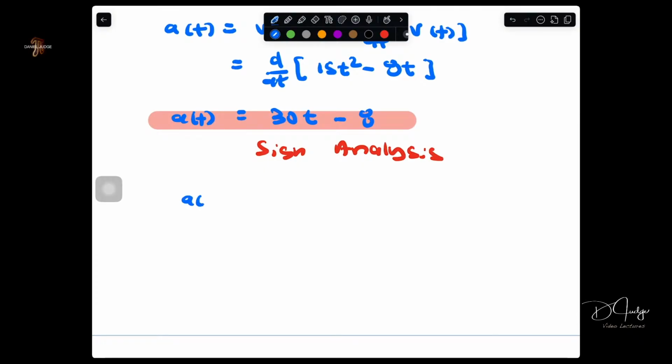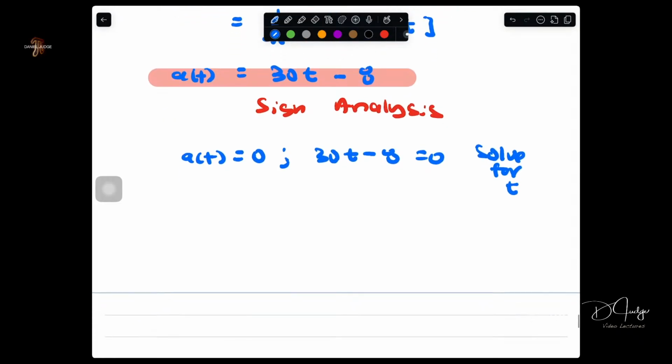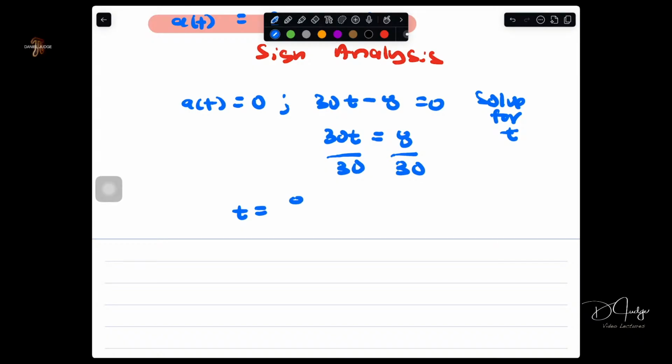All right, start by setting the acceleration function equal to 0 and solve for t, because this is the process of sign analysis. Solve for t now. So 30t is 8. Divide both sides by 30. t is going to be 8 over 30. That reduces to 4 over 15, and this is seconds. Okay, this is how we go about this again.